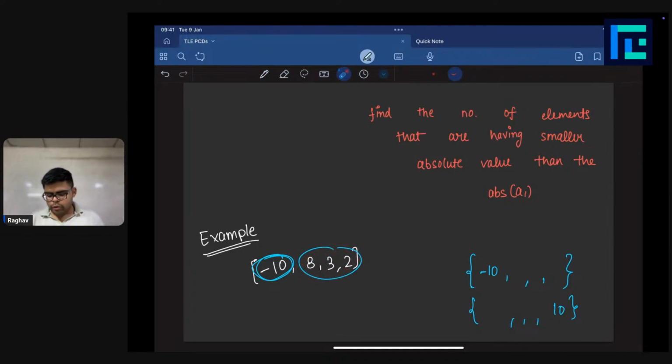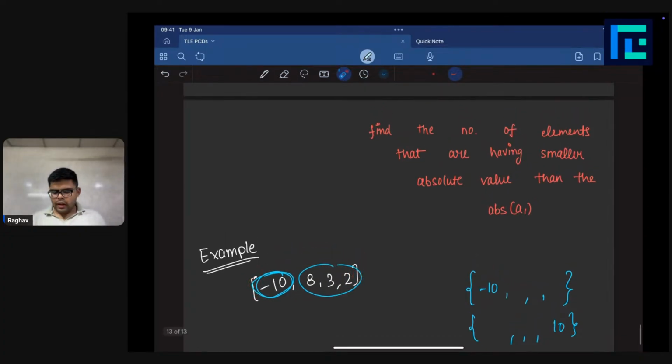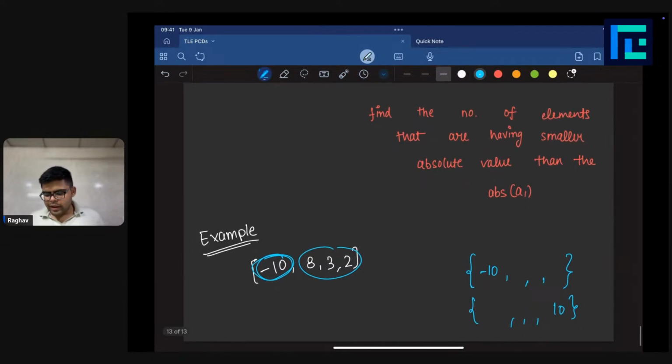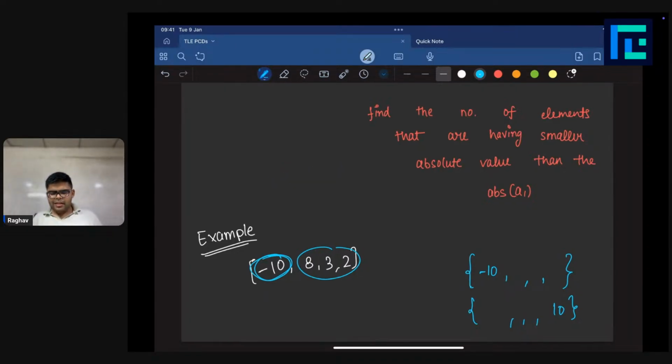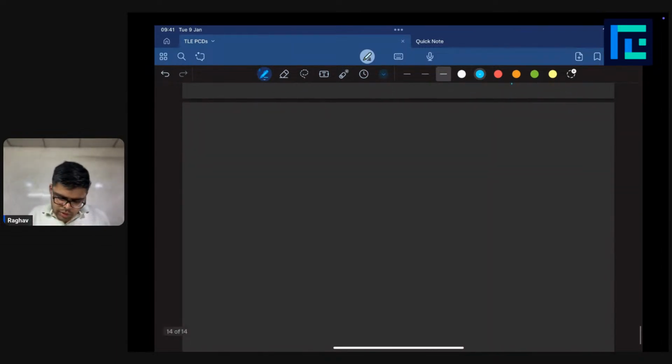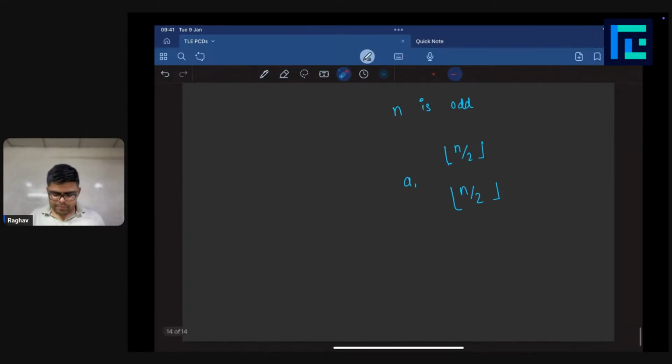So if you figure out the number of people who have a smaller absolute value than you, then you can just check if that count is greater than or equal to n by 2 or not. Or basically, let's find out the exact expression. So let's say n is odd, then you want to have n by 2 people bigger than a1 and n by 2 people smaller than a1 after applying the operations, right?